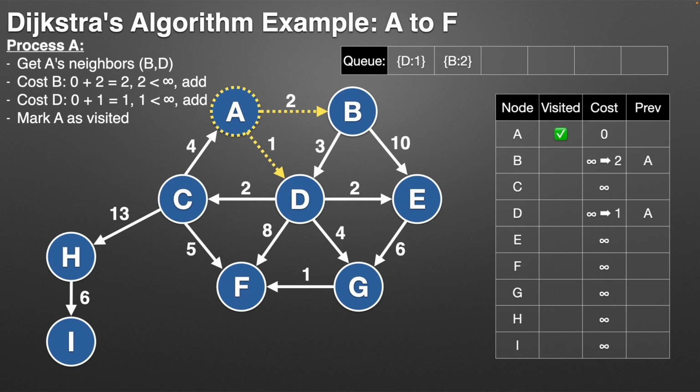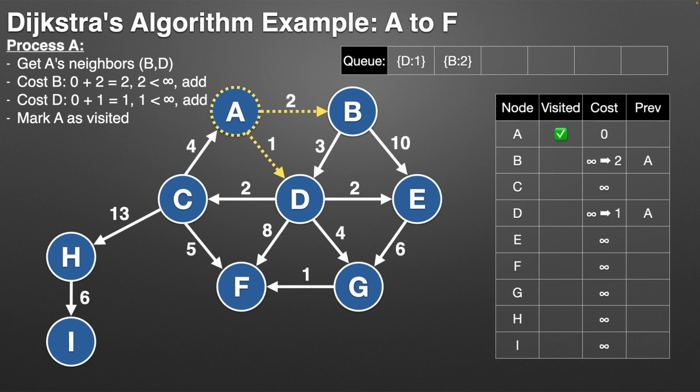In processing A, the first thing I want to do is find the neighbors of A. In this case, we're in a directed graph, so our neighbors are B and D. And I'm going to compute the cost to get to B and D from A. That cost is the cost it took me to get to A, which was 0, plus the cost it takes to get from A to the neighbor. In the case of B, that cost is 0 plus 2, so that's 2. And in the case of D, it's 0 plus 1, that's 1.